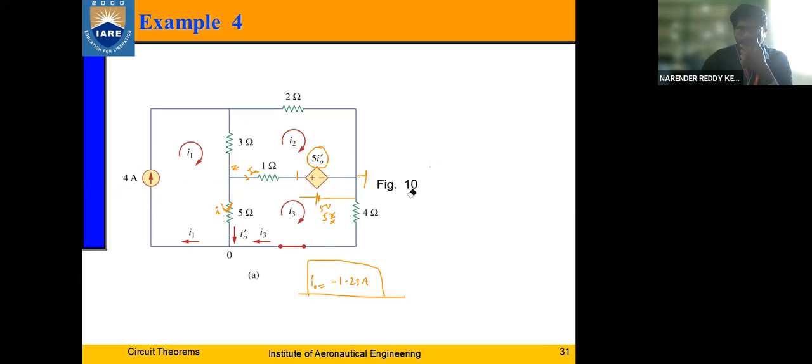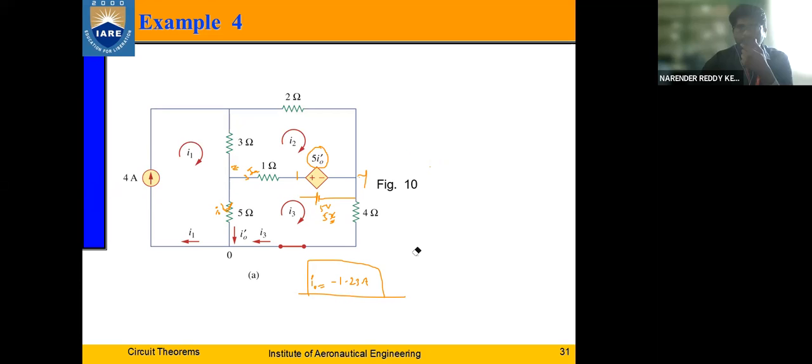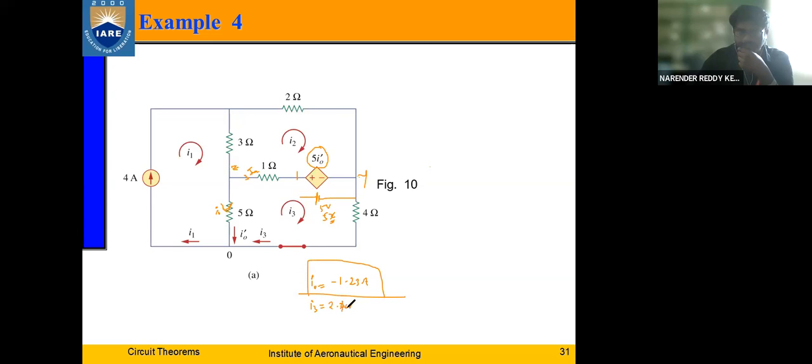What's the value you got? I3 is equal to 2.76 amperes, right? Hopefully that might be right, because the addition of these two will be 4 amps, which will be satisfied in this loop. So is that the answer?